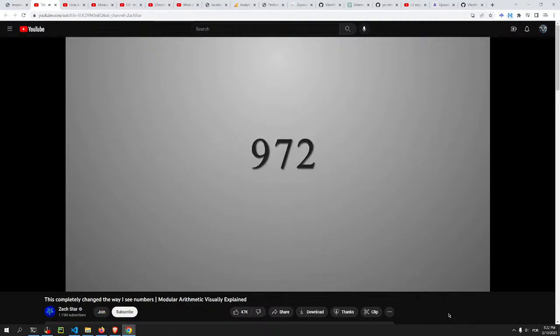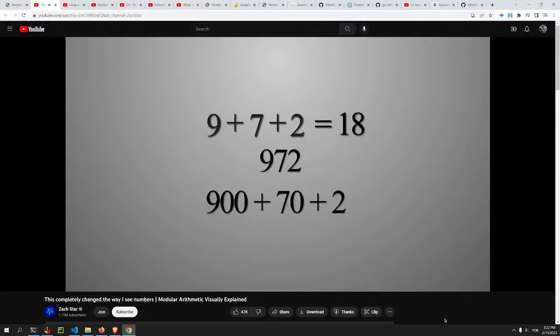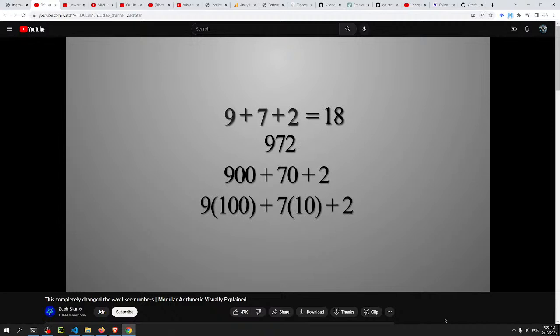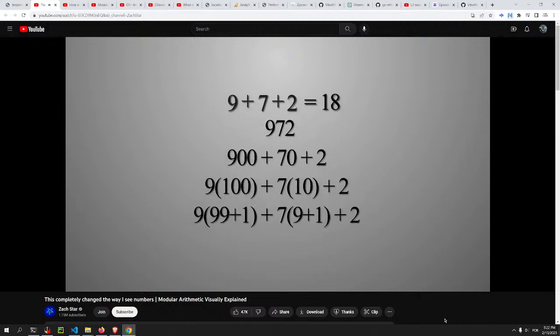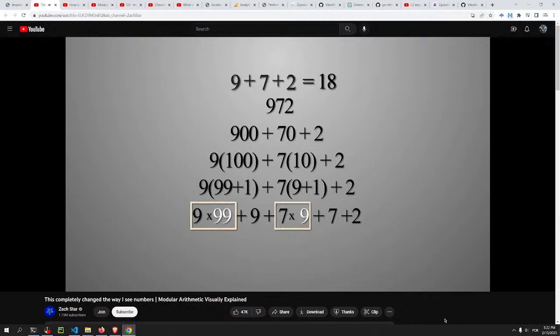As in 972 is divisible by 9 because 9 plus 7 plus 2 is 18, which itself is divisible by 9. The reason for this is I can write 972 as 900 plus 70 plus 2, which can break down further to 9 times 100 plus 7 times 10 plus 2. 100 can then be written as 99 plus 1, and 10 as 9 plus 1. Then if I distribute everything, we're left with this. These terms are both divisible by 9 due to the 9 and 99 in them. So in order for the entire number to be divisible by 9, the last terms combined must be, which are the digits of the original number.